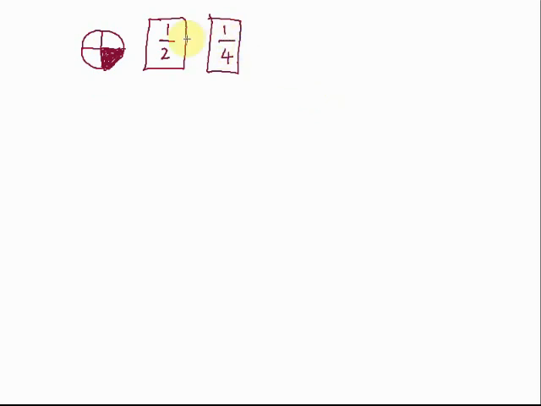Now remember, this means 1 pie divided into 4 pieces. What is 1 divided by 4? Let's write it the other way: 1 divided by 4. How many 4s go into 1? Well, we can't do it in the normal way. We can, however, do it this way.